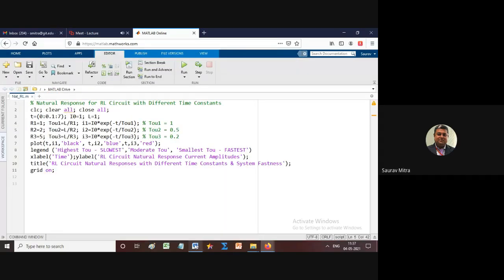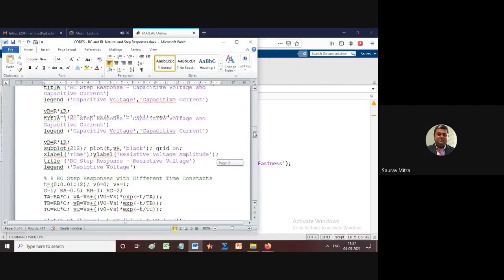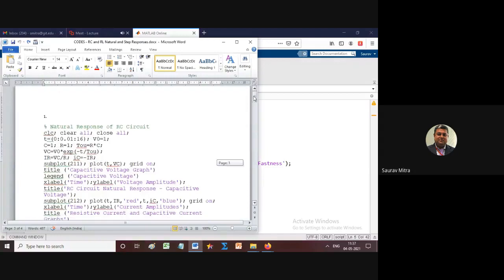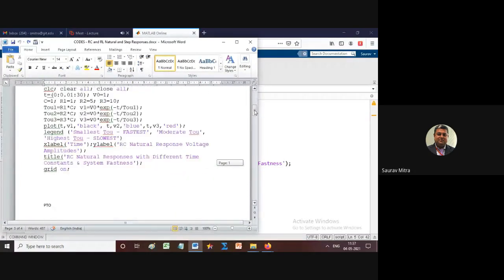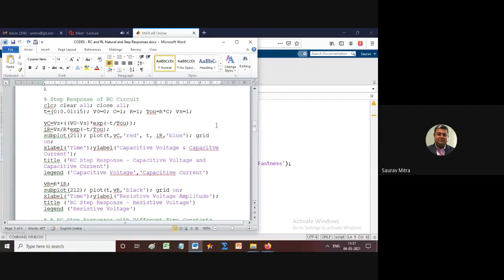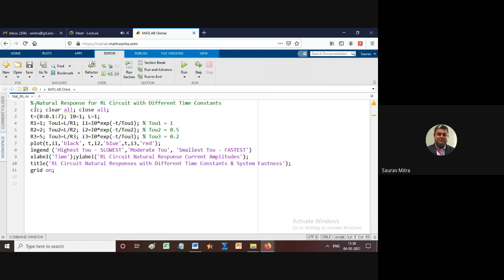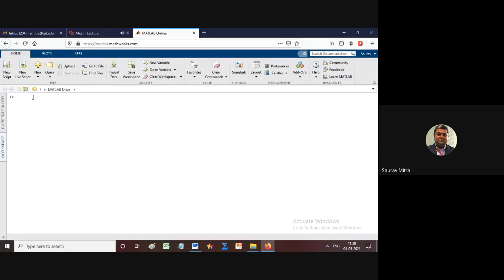Now I will go for RC. So the same way you can do for natural RC also. So I have shown you natural RL and I will show you the step response of RC. That will be more interesting. So natural of RC and forced of RL will be same kind of graph. Don't worry.